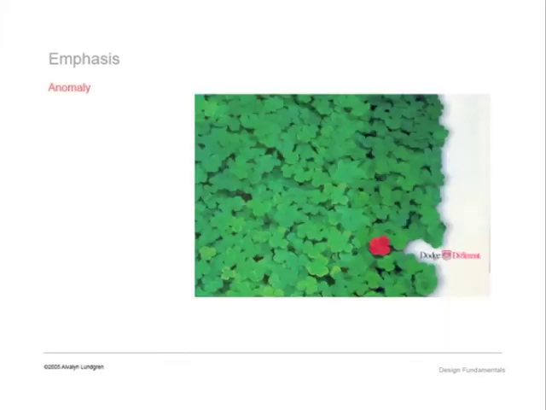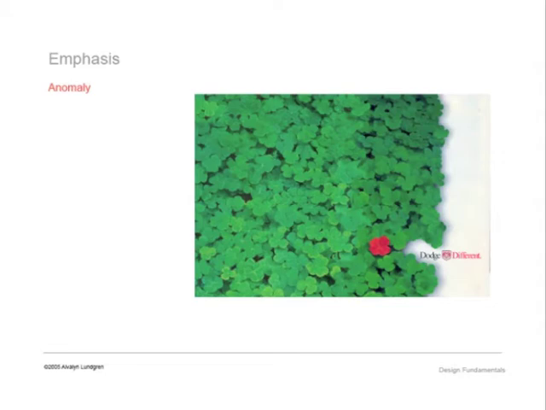When you have one specific thing that stands out amidst a dominant element or within a pattern, that becomes what we call an anomaly. An anomaly does not disunify. It still works within the idea of dominance, but it's a specific kind of emphasis that occurs once in a design.